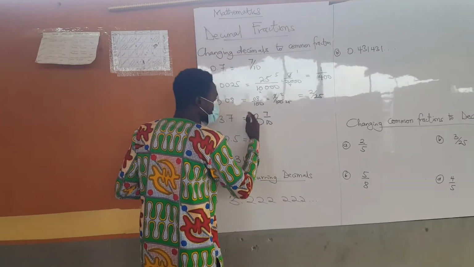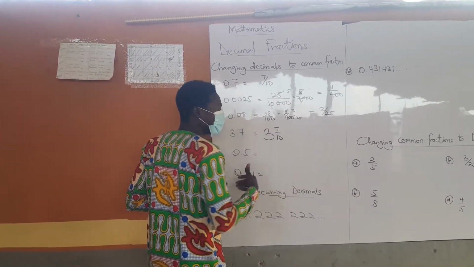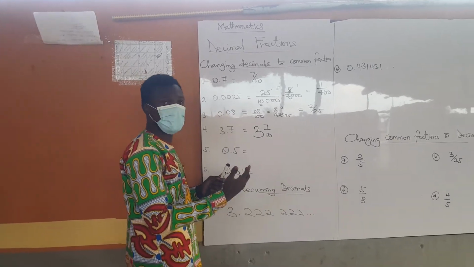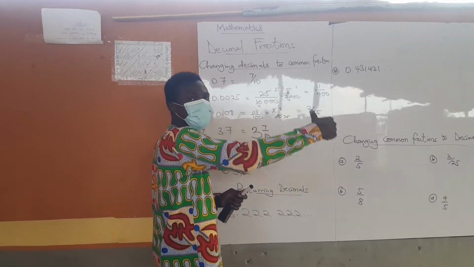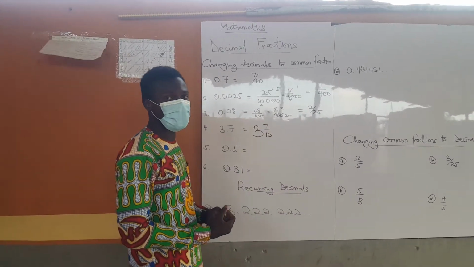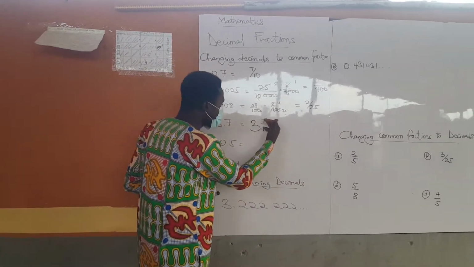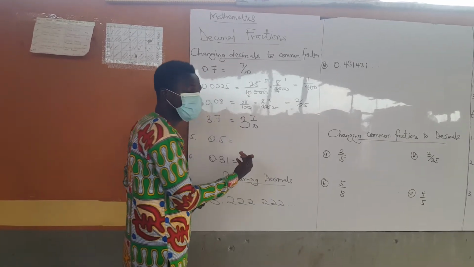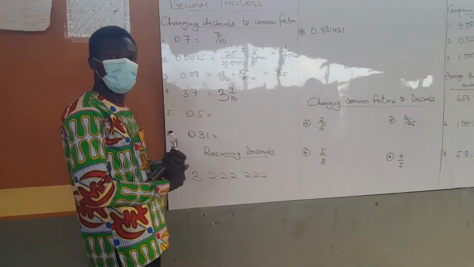But because this is in its mixed fractional form, we can leave it like that. If you try to change it, you are going to get an improper fraction. So we are going to leave our answer like that. And also, we can't cancel out 7 over 10. We are going to leave it like that.